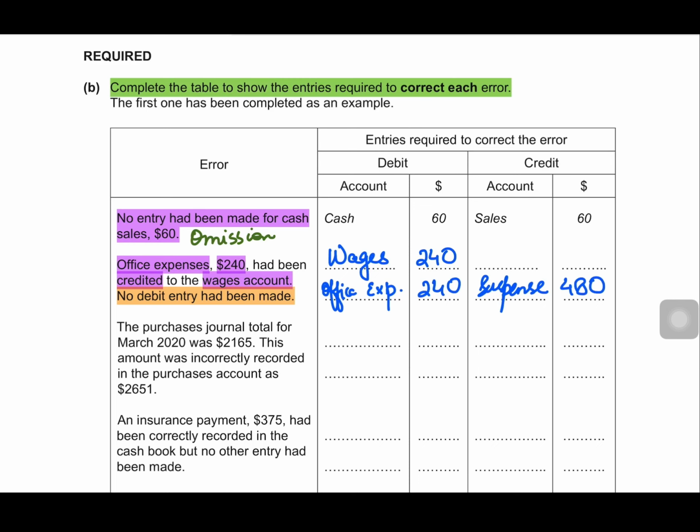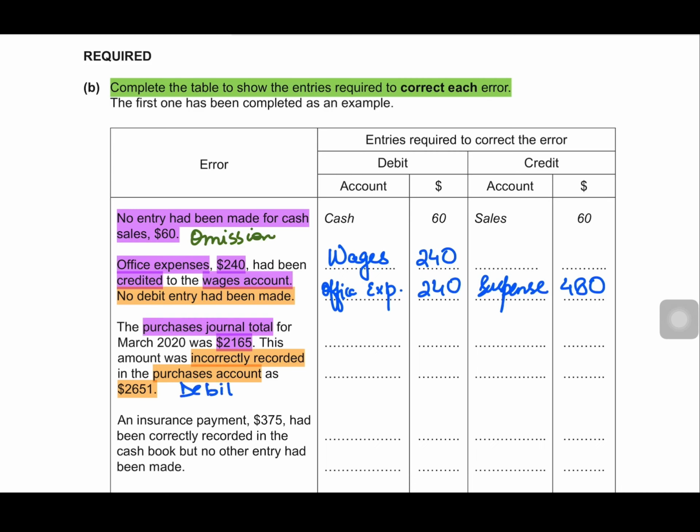Now the third one says the purchases journal total for March 2020 was 2165. Very good. This amount was incorrectly recorded in the purchases account as 2651. Okay, so we know that all the day books totals are transferred to their respective T accounts in the general ledger, right, for purchases, returns and sales, returns inwards and outwards both. So the actual value was 2165. However, we carried it forward and recorded it on the debit side of the purchases account. Why debit side? Because purchases has a debit nature.